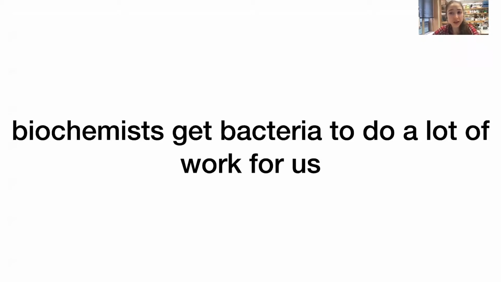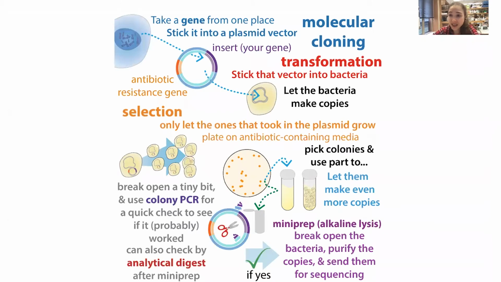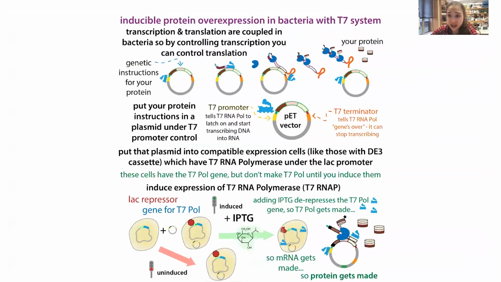Biochemists get bacteria to do a lot of work for us. We can get them to copy DNA if we stick the genetic instructions for making a protein or something into a piece of circular DNA called a plasmid, and we stick that in bacteria. The bacteria will make a ton of copies of it that we can then purify out. So we can get them to make lots of copies of DNA, and we can even get them to make protein from that DNA that we put in there. And we can even do this with this inducible system where we can get protein made on demand, as I talked about in my post yesterday.